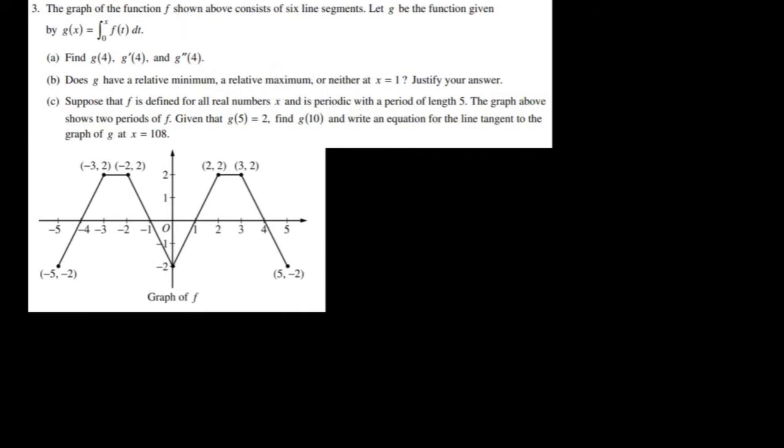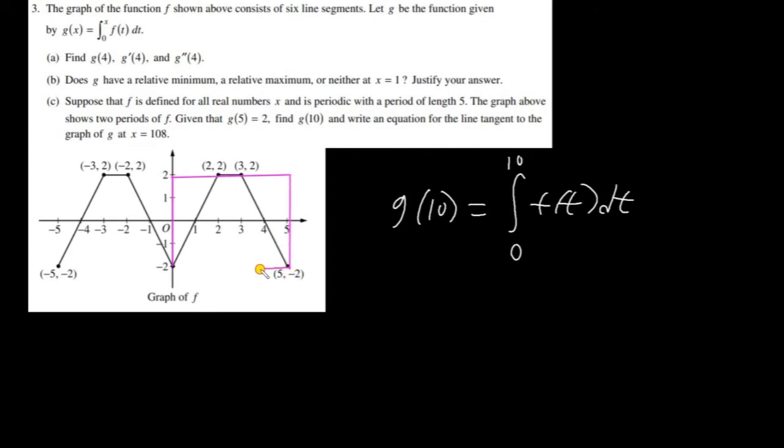So let's see what we can do. We know that g of 5 is 2, and the first thing they want us to do is find g of 10, right? So g of 10 is the integral from 0 to 10 of f of t dt. And now notice that since f just repeats on and on forever, we can just split it up into one sort of period, right? So we can split it up into, this is one of its periods, and then this formation just repeats over and over and over again.